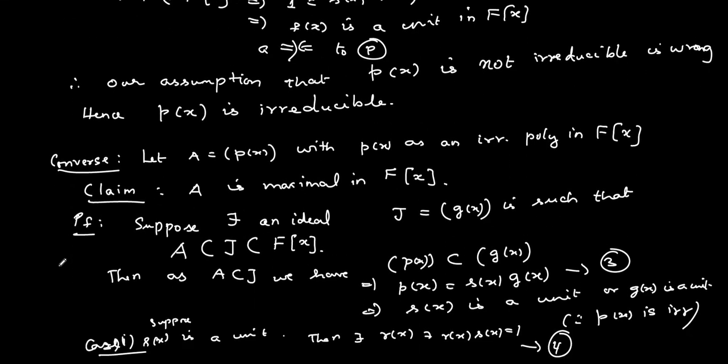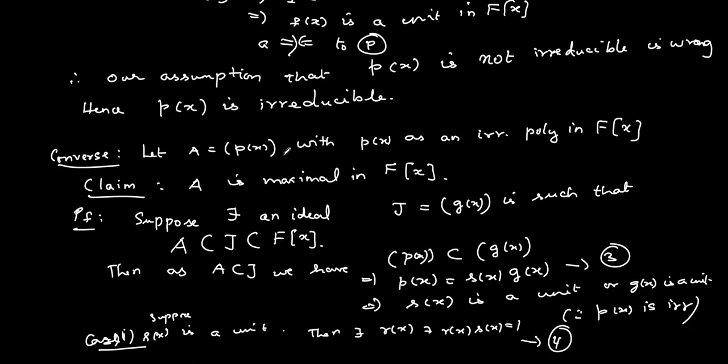Now for the converse part, we shall assume that A generated by p of x, with p of x an irreducible polynomial in F[x]. We claim that A is maximal in F[x]. Suppose there exists an ideal, say J, generated by some polynomial, because F[x] being a principal ideal domain, every ideal is a principal ideal, so we can always have it like this, generated by some polynomial.